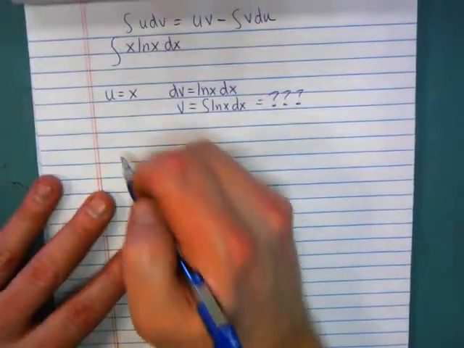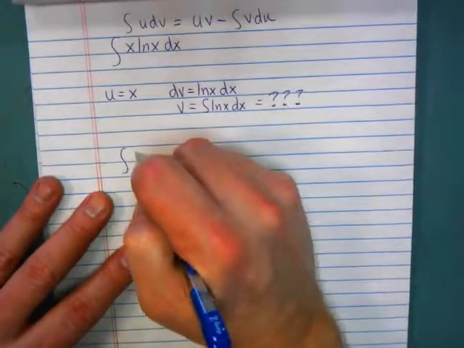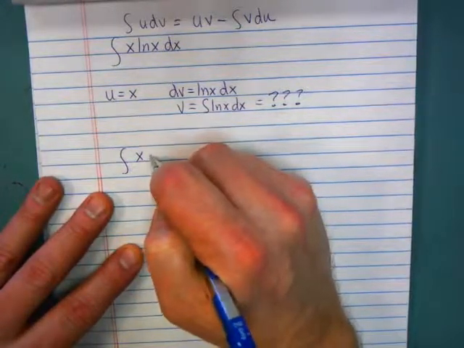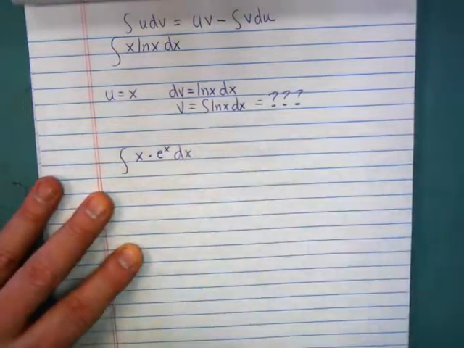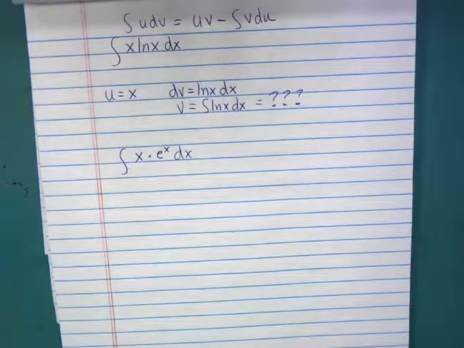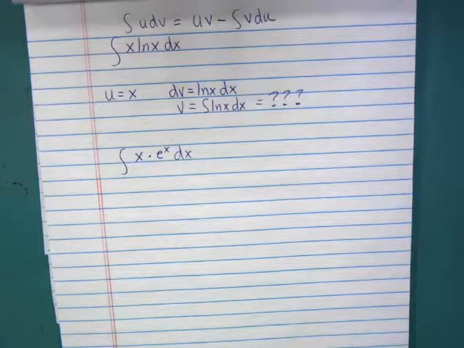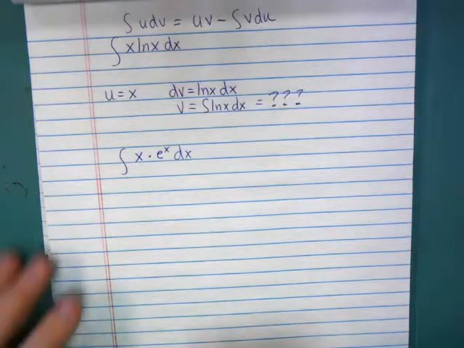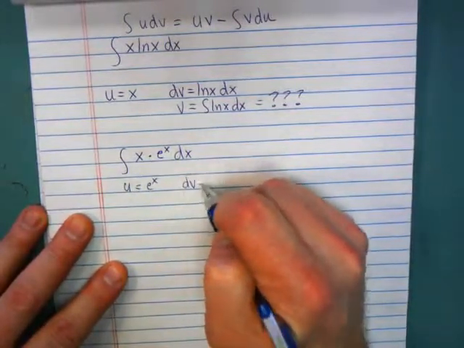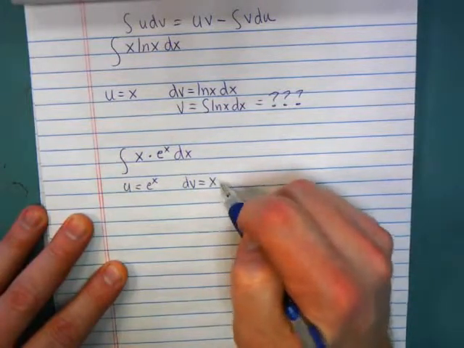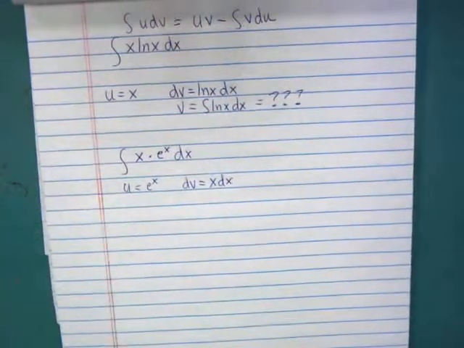Let's try another one. How about x times e to the x dx? Any guesses for you? It's either x or it's e to the x. Which one do you like? E to the x. U equals e to the x. Which means dv is everything left, which is x dx.